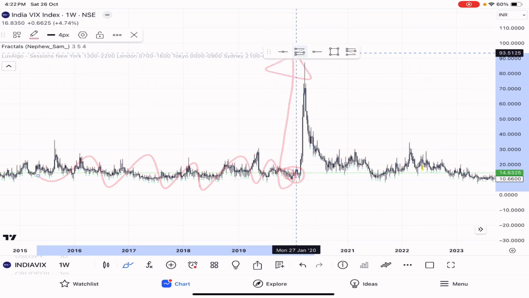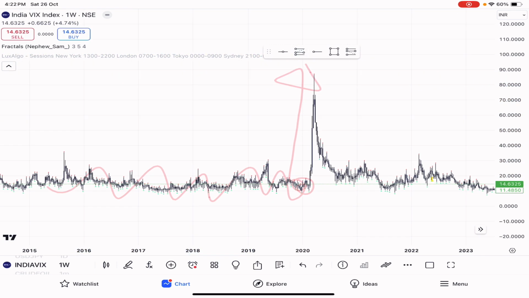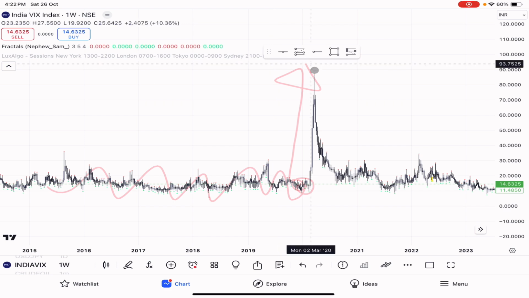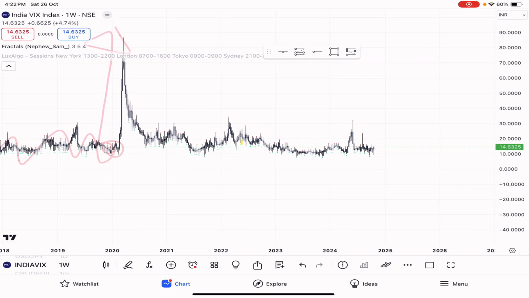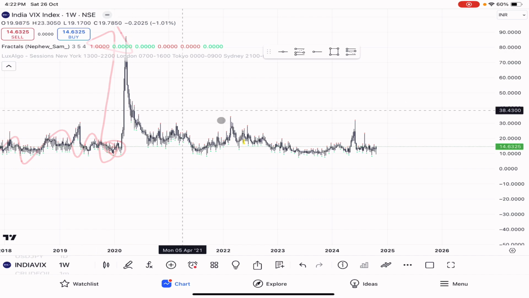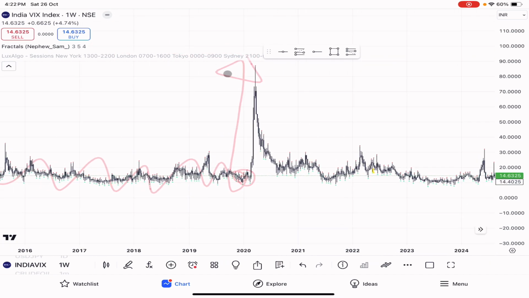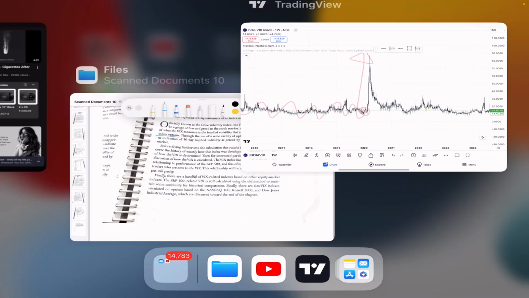So that is showing how much panic and fear is in the market. When you see a big spike in the VIX index, you know that there is a lot of volatility in the market. And ever since, it has been somewhat stable as compared to this particular spike which was there.